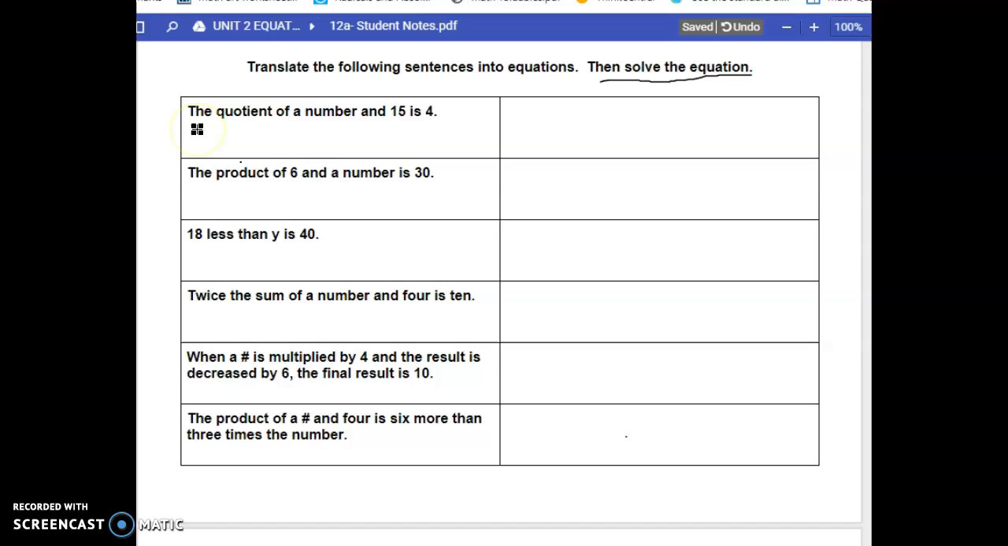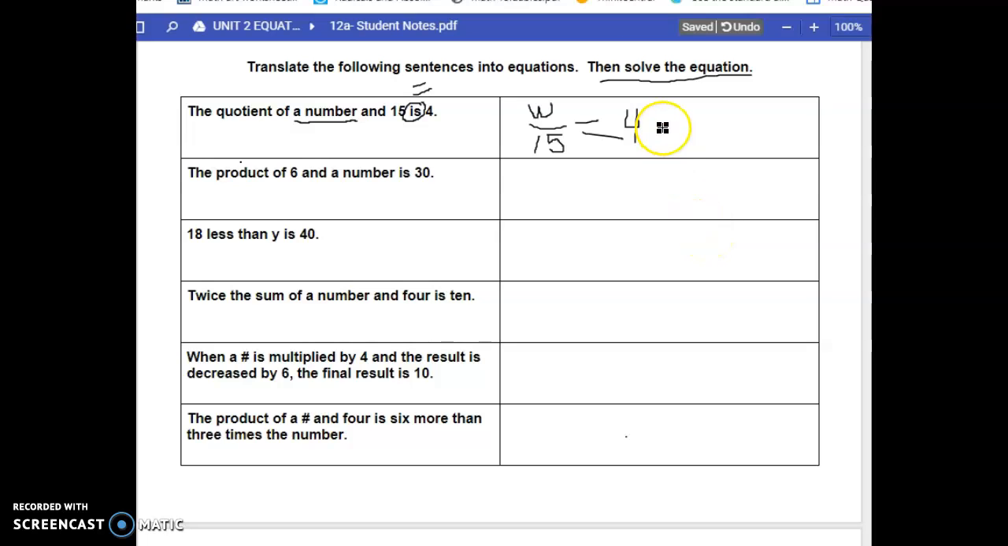Quotient meaning that we are going to divide. A number, again, we get to choose the variable we want to use. We can't just choose any number we want because we don't know what number is going to make this equation work. These are all conditional equations, by the way. So quotient of a number, so I'm going to use, what do you think, W? W over 15 is one of the words that we can use to represent equals. So equals 4.